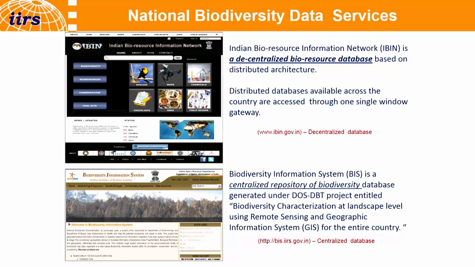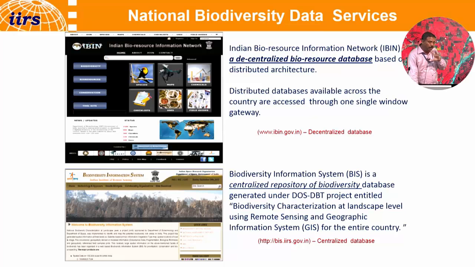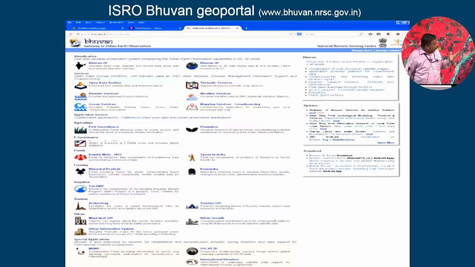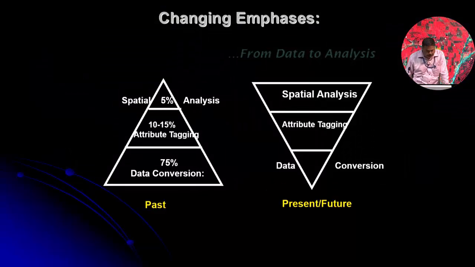The other one is called the Biodiversity Information System, where the data of the entire biodiversity project, which we carried out over 12 years, is available. One can download it, and the around 17,000 sample plot points taken in this project are already available. So you can see that IBIN is decentralized, and this is a centralized portal which provides a lot of data. Bhuvan anyway will have a separate demonstration, so I am not going into the details.